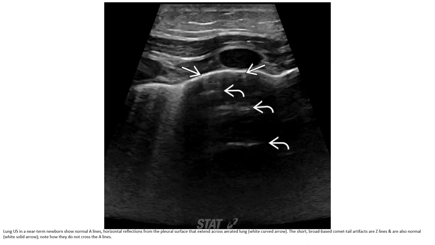Lung ultrasound in a near-term newborn shows normal A lines, horizontal reflections from the pleural surface that extend across aerated lung. The short broad-based comet tail artifacts are Z lines, and are also normal. Note how they do not cross the A lines.